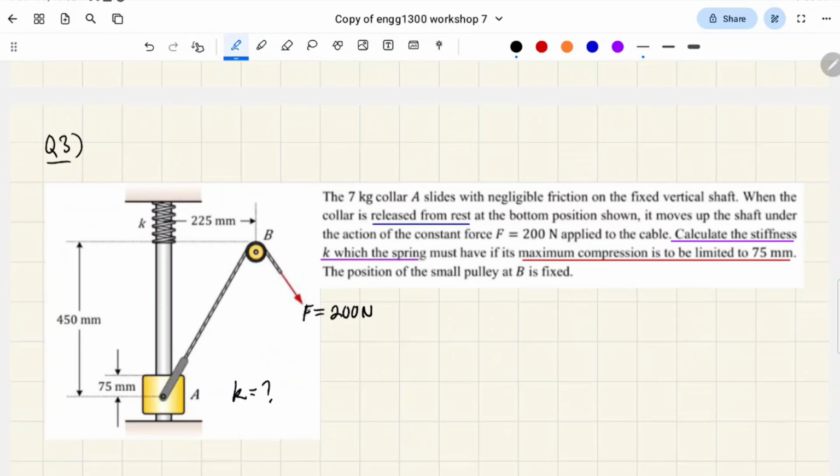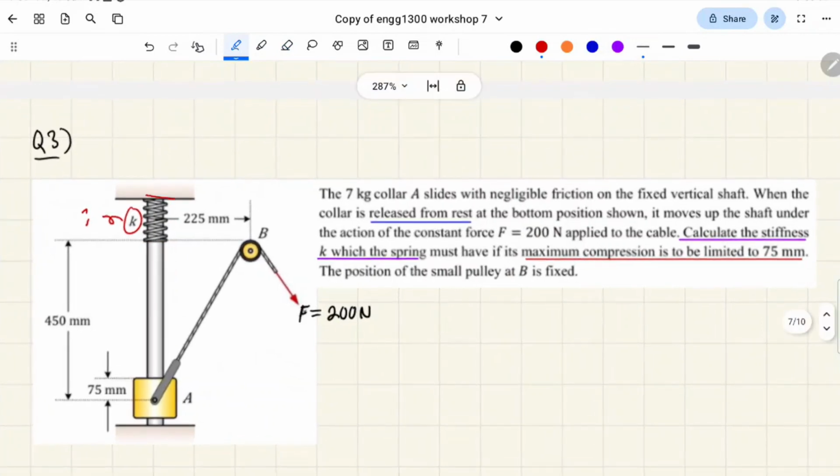Okay. And here it says the maximum compression is to be limited to 75 mm, and what that means is, it's k up here, so that's unknown. What it means is the compression in the spring can only be 75 max, right?